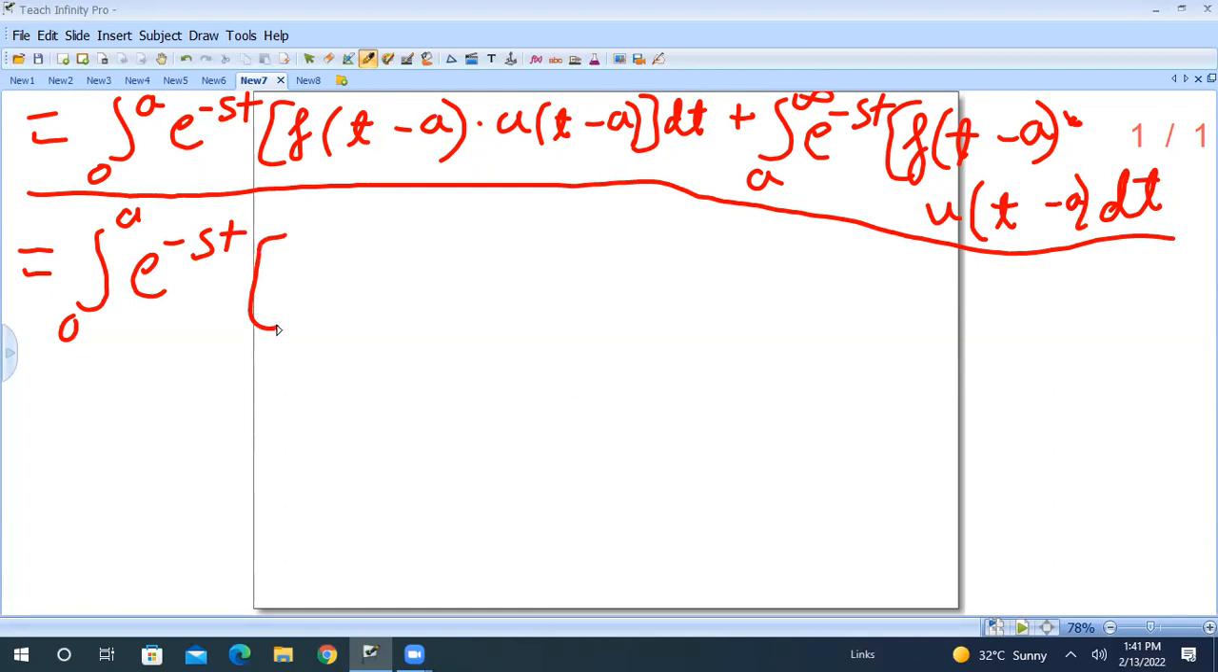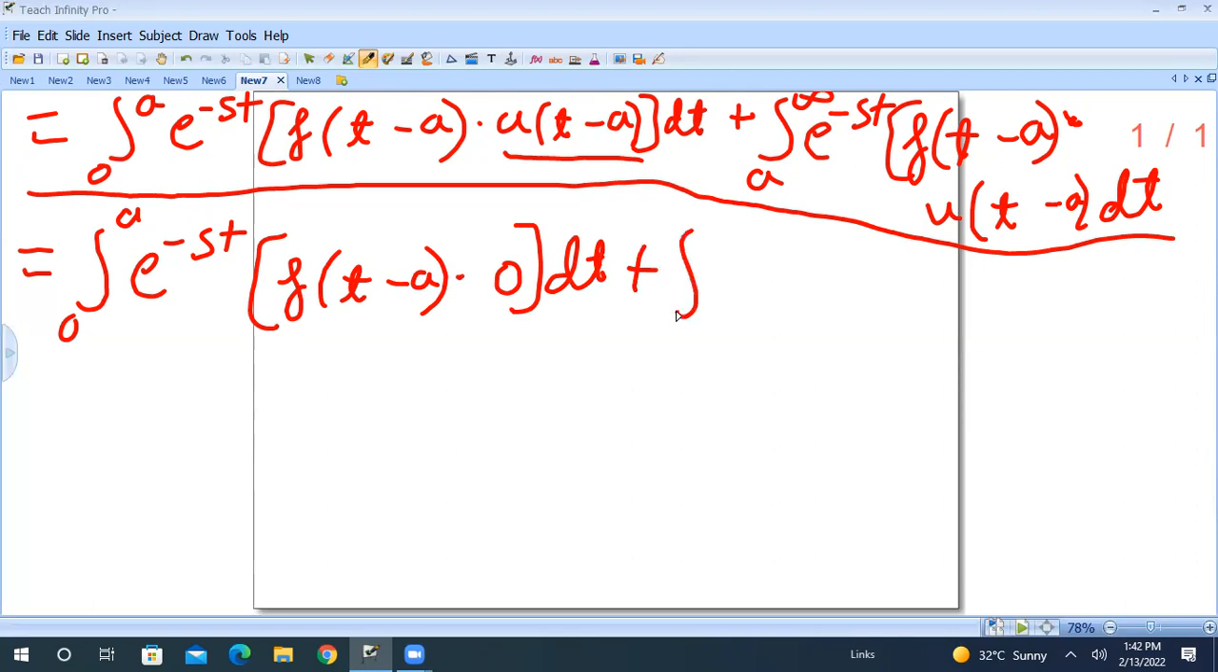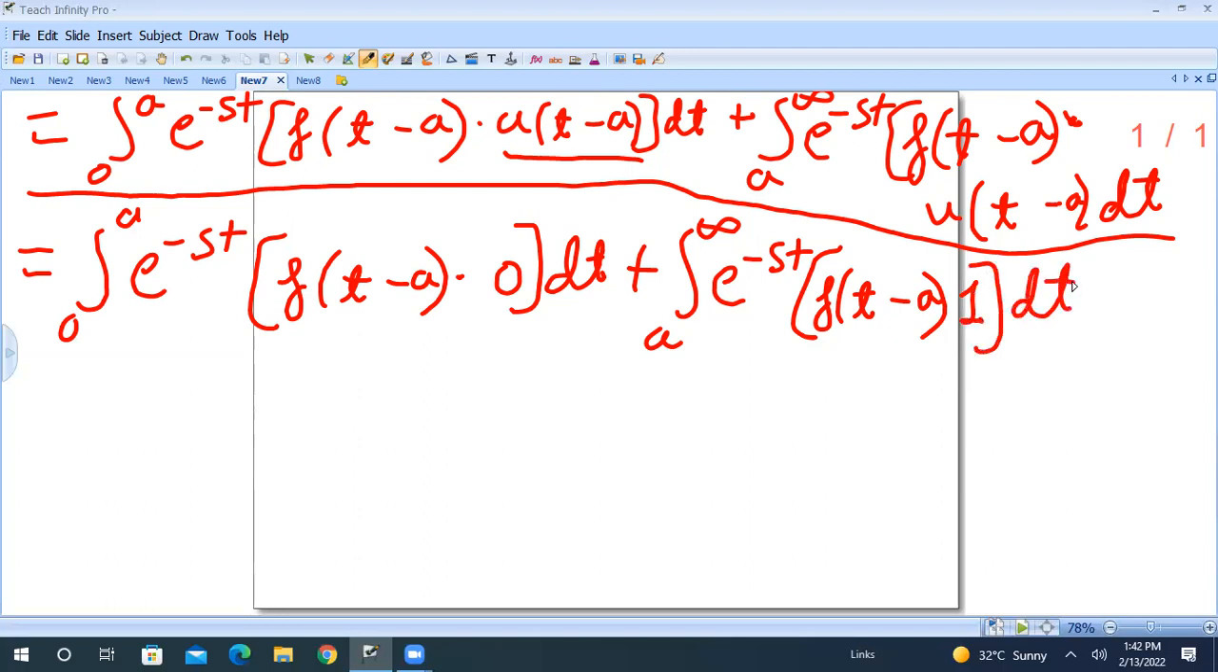Okay, so ut minus a is f of t minus a into, so this value of ut minus a is 0, because from the definition of unit step function, into dt. So next, in the next integration a to infinity, e to the power of minus st as it is. Now let us see here f of t as it is t minus a. So the inner u of t value will be 1, into dt. So next we observe this whole term as 0.